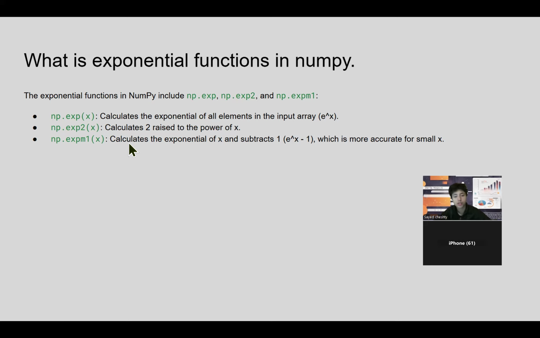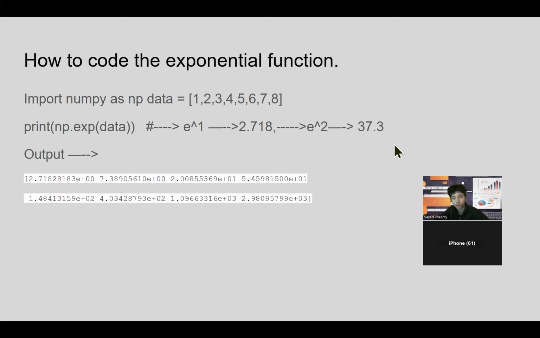np.expm1 calculates the exponential of x and subtracts 1. So for a power of 2, that would be 7 minus 1, that would be 6, which is more accurate for small x.